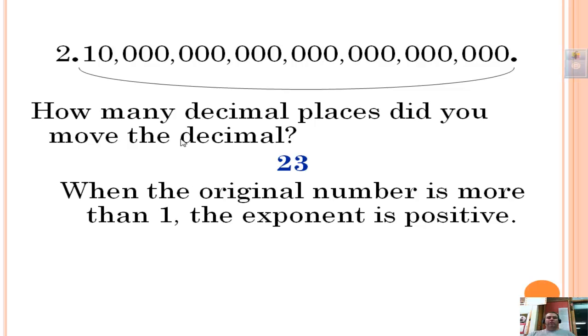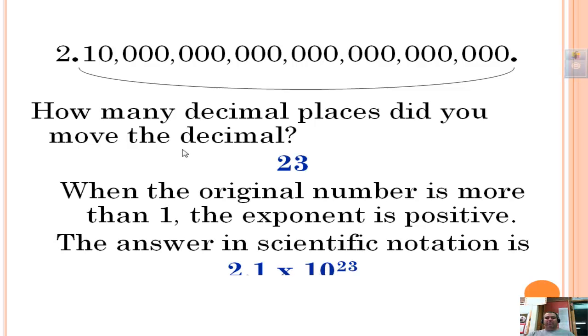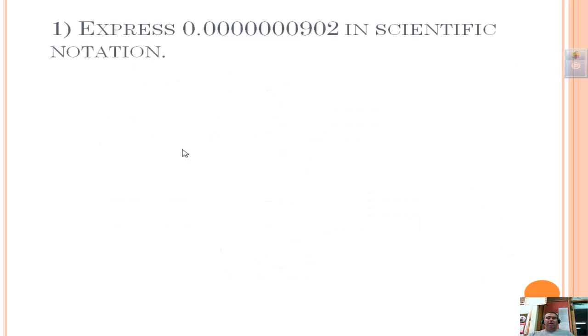Now it says when the original number is more than 1, that exponent is going to be a positive value. So the answer in scientific notation is going to be 2.1 times 10 to the 23rd. Now again, that represents an extremely large number.